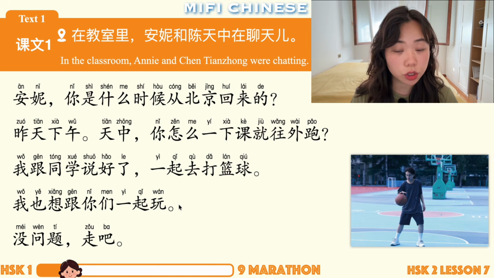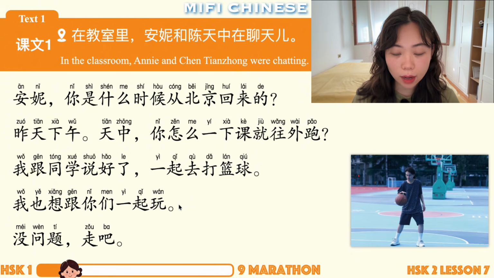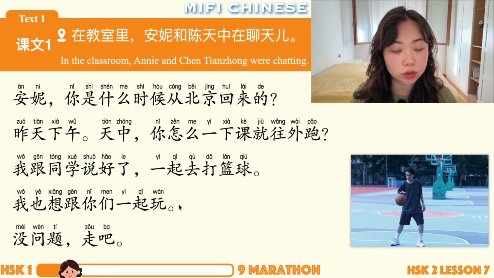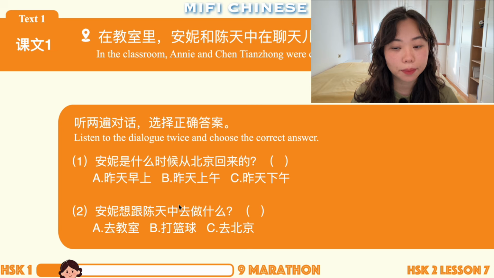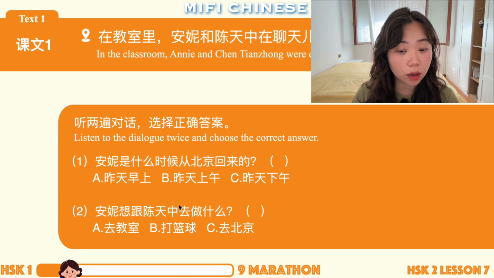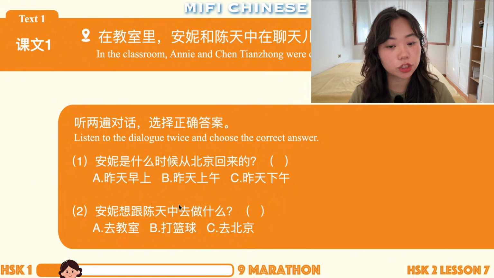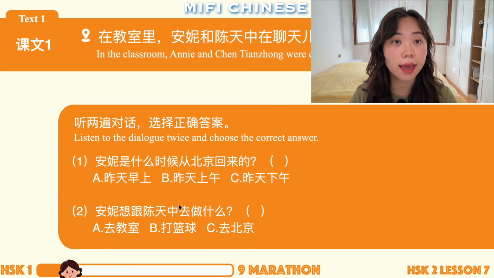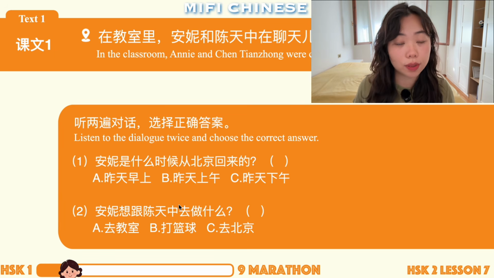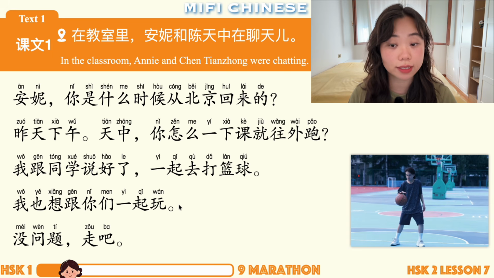安妮你是什么时候从北京回来的？昨天下午。天中，你怎么一下课就往外跑？我跟同学说好了，一起去打篮球。我也想跟你们一起玩，没问题，走吧。Okay, so 2 questions. Number 1, 安妮是什么时候从北京回来的？A, 昨天早上。B, 昨天上午。C, 昨天下午。Okay, and second one, 安妮想跟陈天中去做什么？A, 去教室。B, 打篮球。C, 去北京。Okay, let's listen to the text again.